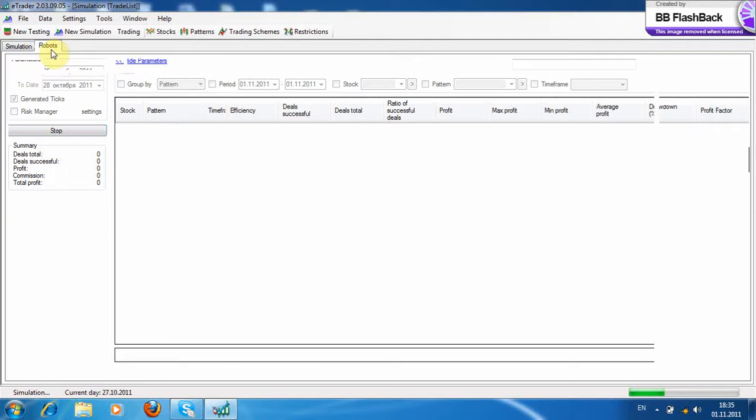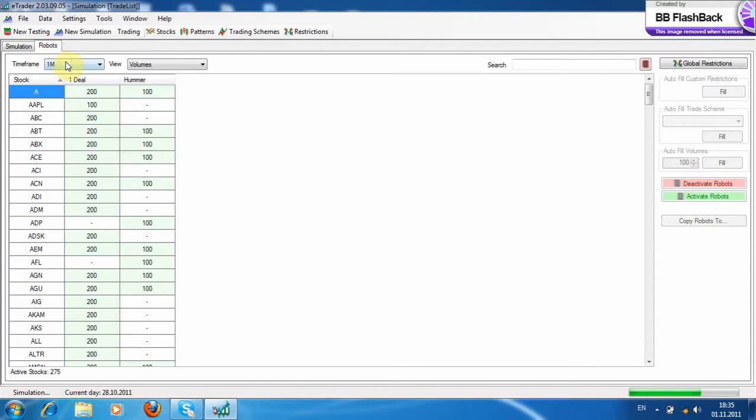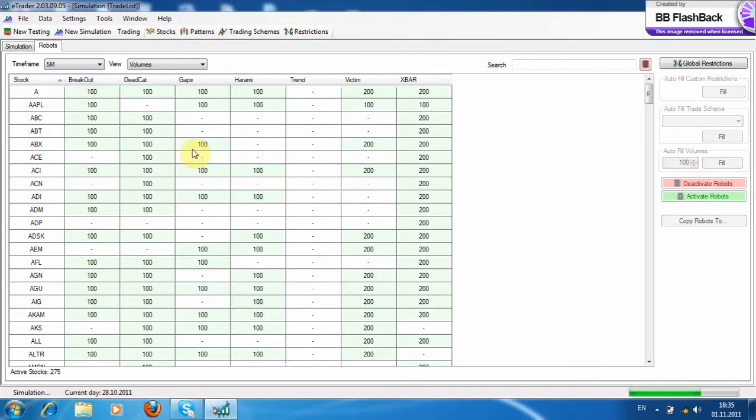Meanwhile, as you can see, this is a matrix, the table of stocks that are traded. Each cell is a trading robot. We have about 275 stocks and about 7 patterns across. So all in all, it's about a couple of thousands of robots. Each one is a robot.